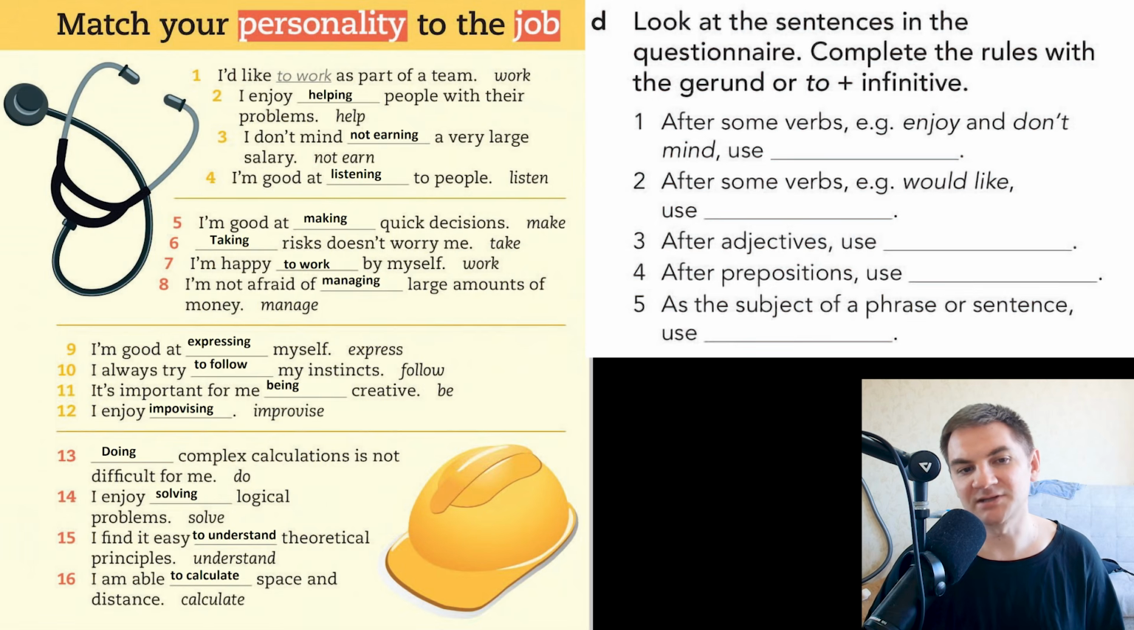After verbs like enjoy, do we say enjoy to help or enjoy helping? You'll figure it out by looking at the examples from the questionnaire, of course. Pause the video now, read each rule one more time carefully and write your answers. This is your key to using gerunds and infinitives correctly in English. Let's go.